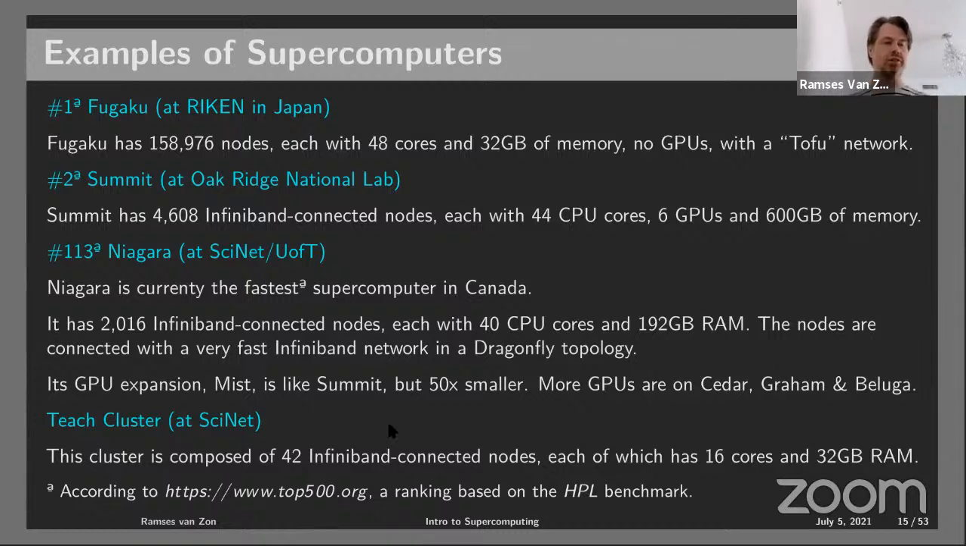We also have a teach cluster. That's the one that you will be using. It's actually composed of some old nodes we had from a previous supercomputer, but it's 42 nodes. They're connected fairly well with the InfiniBand, but they have 16 cores each. You can see the previous generation in there, and 32 gigabytes of RAM. So it's fairly decent, but it is old. It's probably slower than your computer if you just run serially, but it is a parallel machine that we can use for teaching. Make sense?